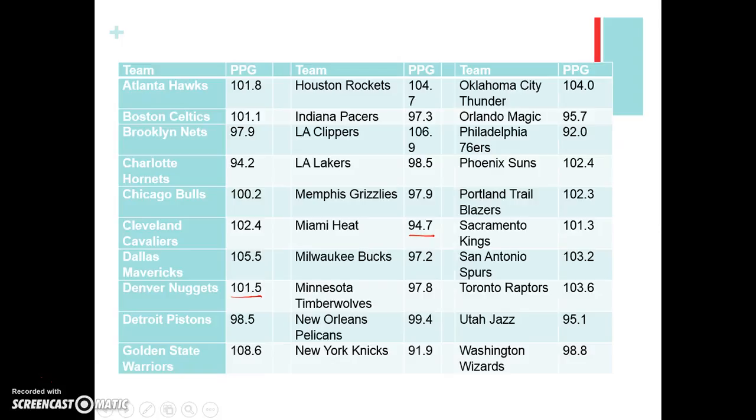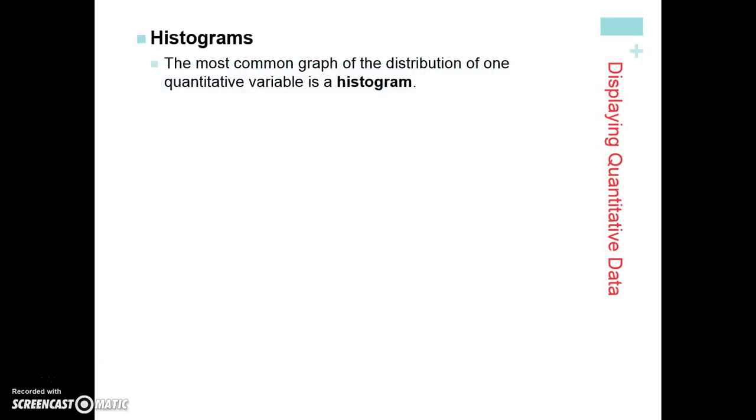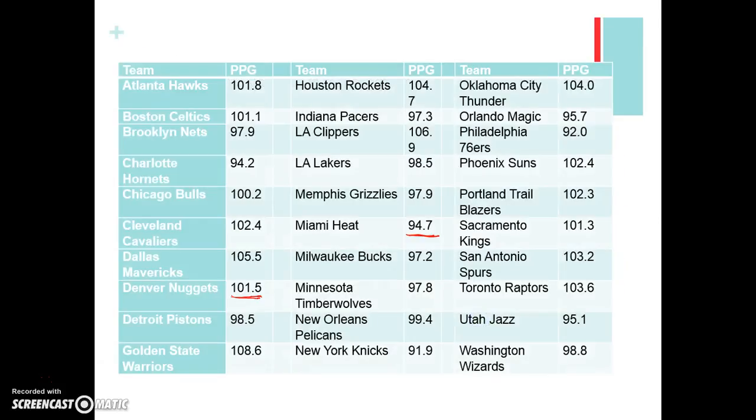All right, so what we have here is the points per game for the 30 NBA teams for the 2014-2015 season. And you can see we've got decimals here, like our Denver Nuggets 101.5, our Miami Heat 94.7. So those decimals are going to make that dot plot really difficult for us to actually construct.